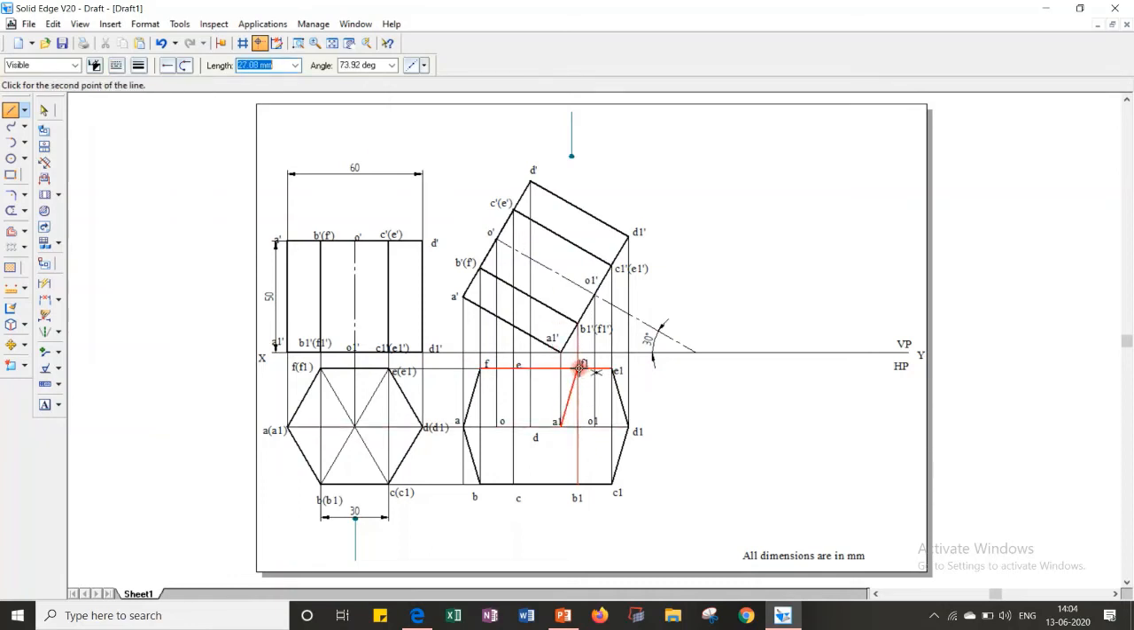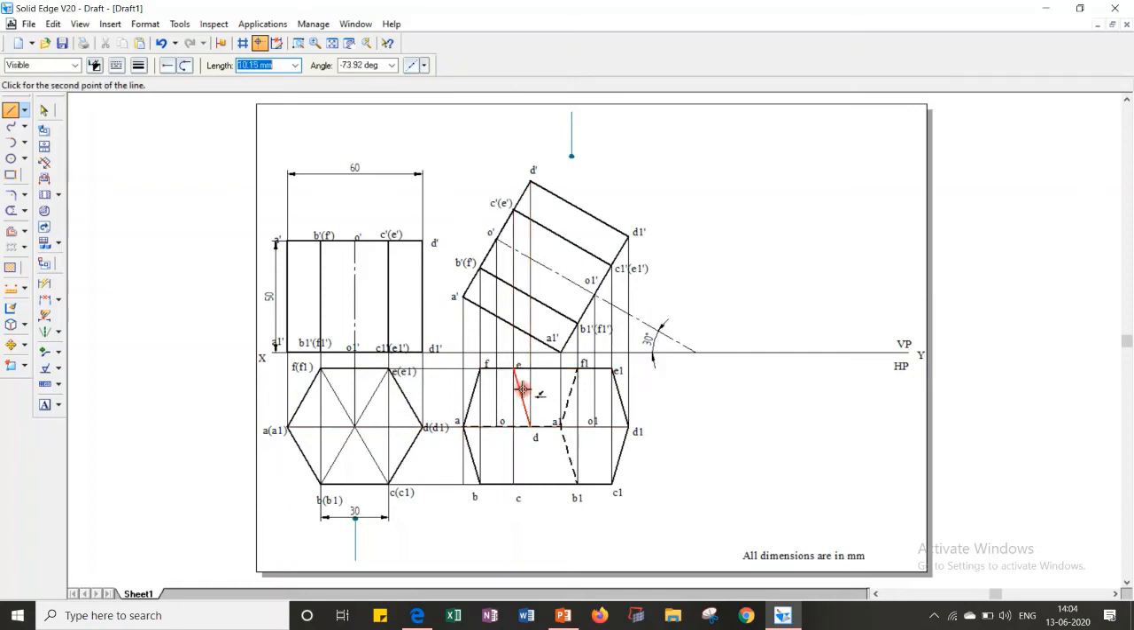So A1 to F1, A1 to B1, A1 to A. All 3 lines will be dotted. Now the last point is point D. D is nearer to the observer, so it is a visible point. You can connect using a thick continuous line. 3 lines are D to E, D to C, D to D1.